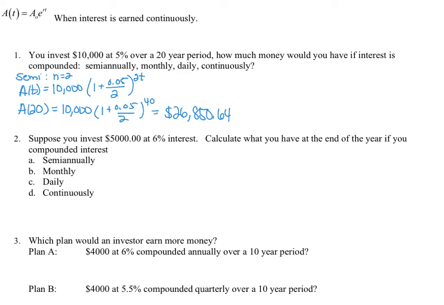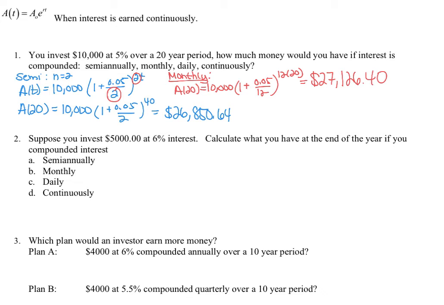If I did this monthly, it would be the same, but I'm going to replace those 2s with 12. So A of 20 would be 10,000 times 1 plus my rate over 12, to the 12 times 20, so 240. And that gives me $27,126.40.